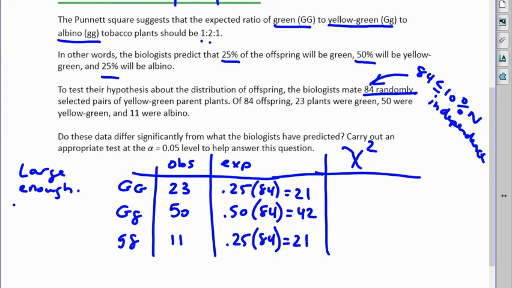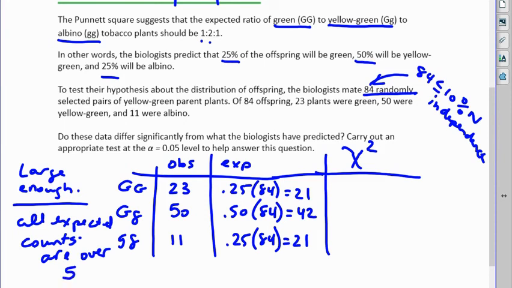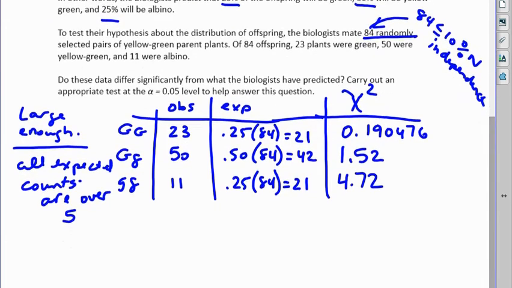Oh, all expected counts are over 5. We don't have to combine any categories. If you did your chi-squared values, these are the values you would have gotten. The sum of the chi-squareds would have been 6.48.